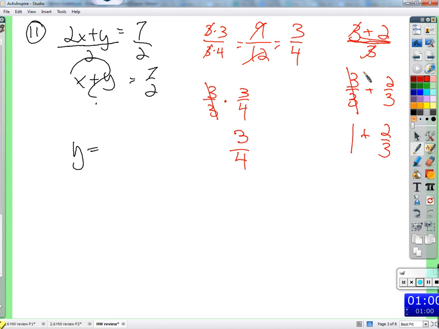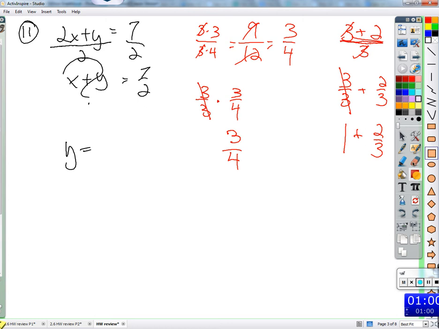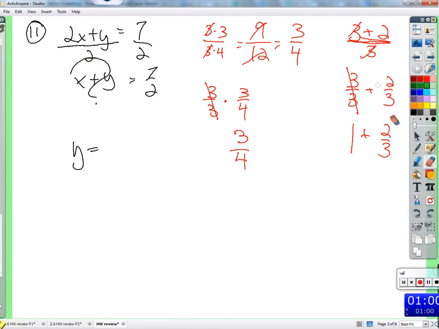You can't cancel things out of fractions just because the same number appears. They just hate each other and they kill each other and then they're gone. That's not how it works. Just because they look the same. Okay? So, can I divide by 2? Well, yes, of course, I can do anything I want on both sides.